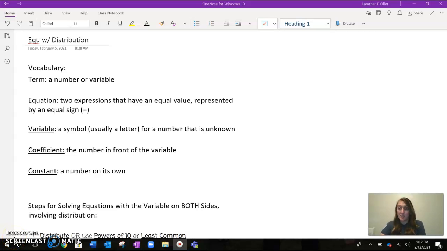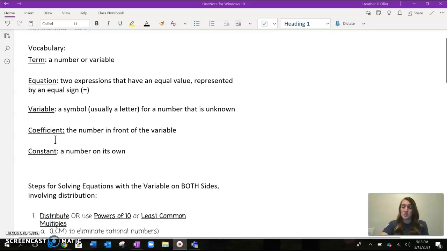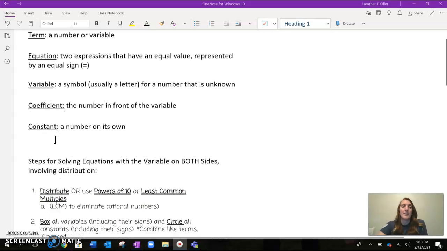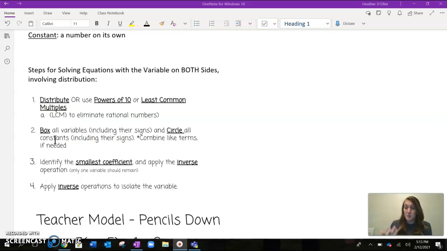I'm going to go over solving equations with the variable on both sides when there's distribution. All right, so again, our vocab is all the same. We have terms, equations, variables, the coefficient, the number in front of the variable, and our constant, the number on its own. We have steps to help us with this.